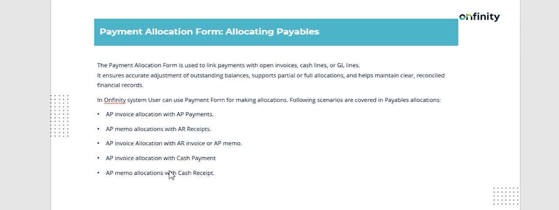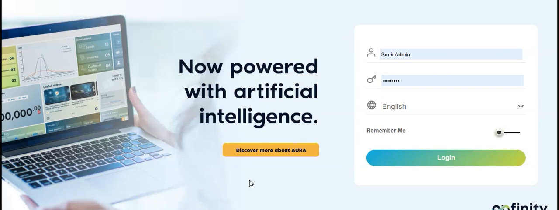However, sometimes a direct payment is made to the vendor without an invoice reference, so the invoice remains unpaid. In such cases, we can use the payment allocation form to manually allocate the AP invoice with the AP payment. I will now show you in the Onfinity system how this can be done.